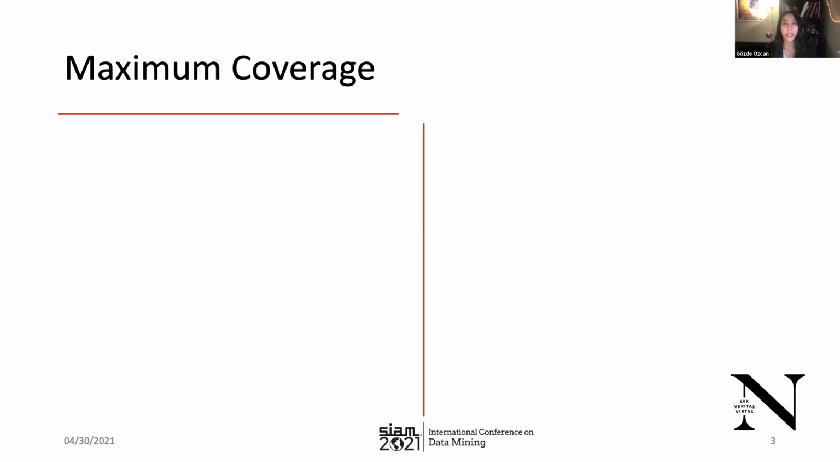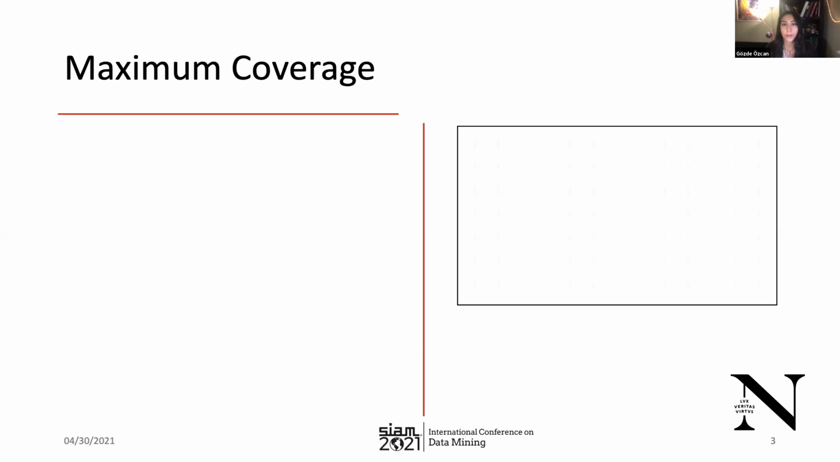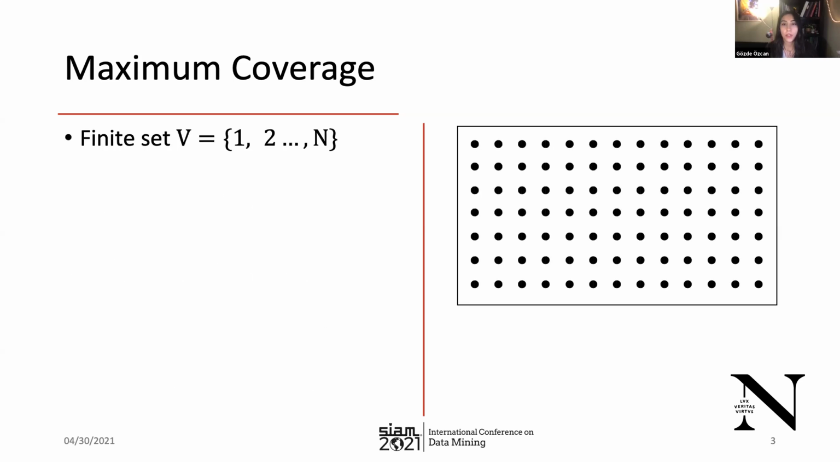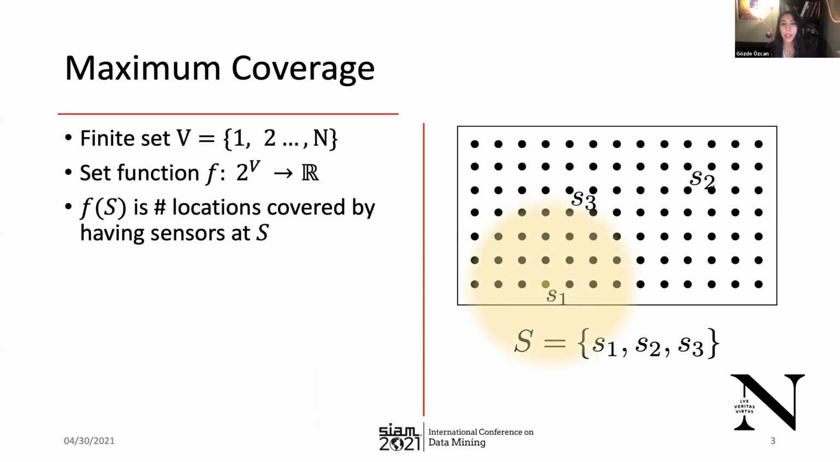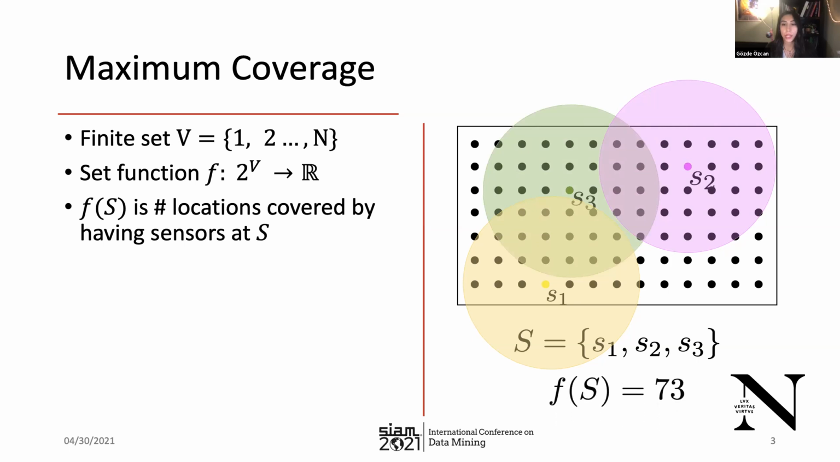Let's take a closer look at the maximum coverage problem as a concrete submodular maximization example. Given a finite ground set V of locations and the subset S of V, set function f is the number of locations covered by adding sensors to the locations in S. In this example, when S contains S1, S2, and S3, f of S is 73.